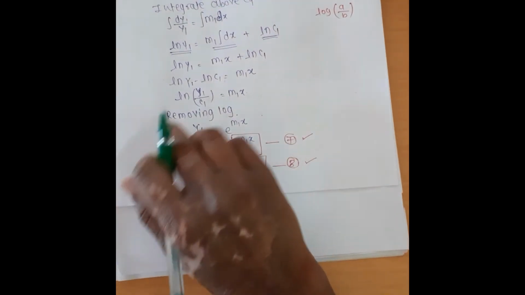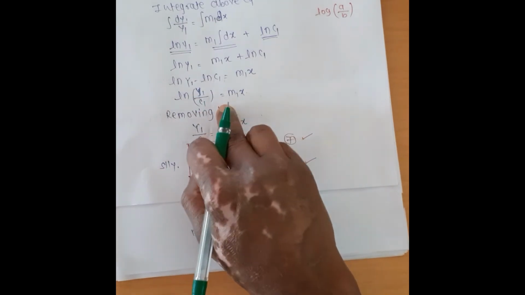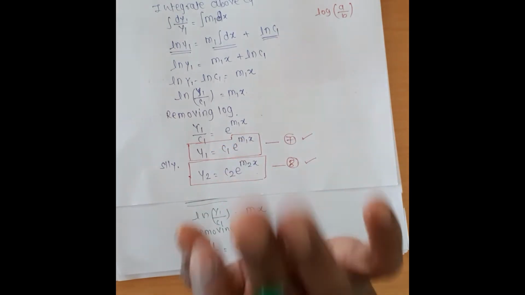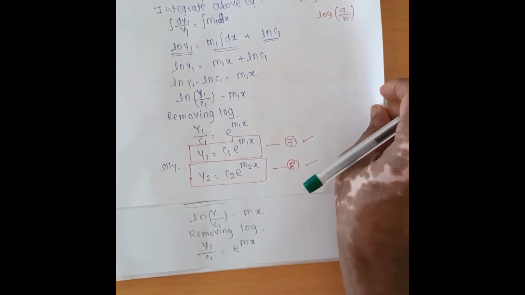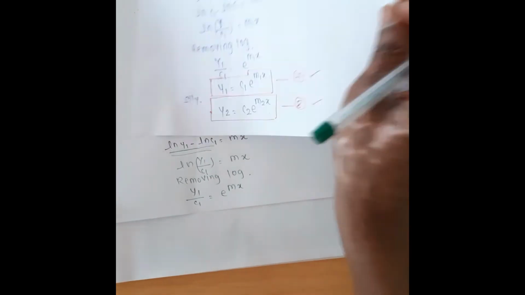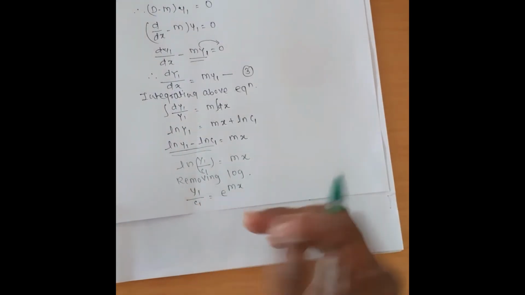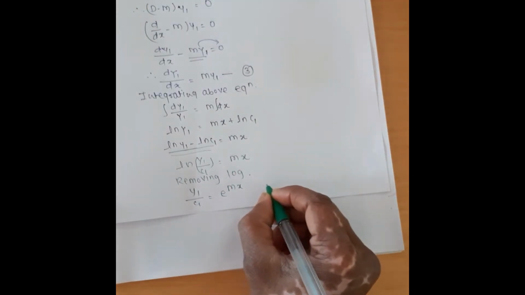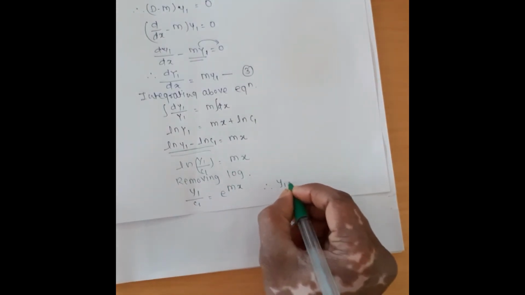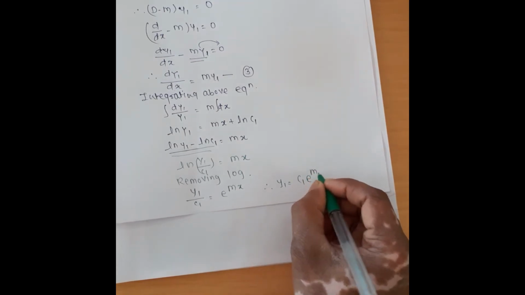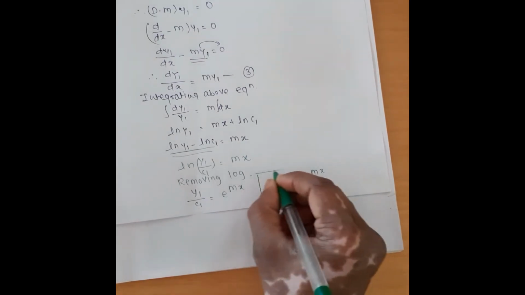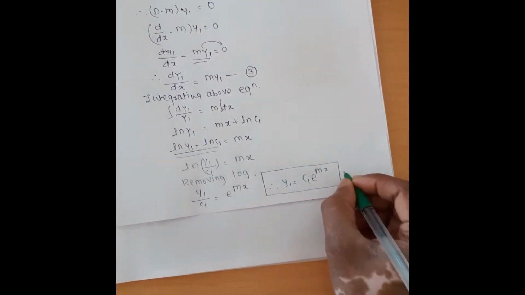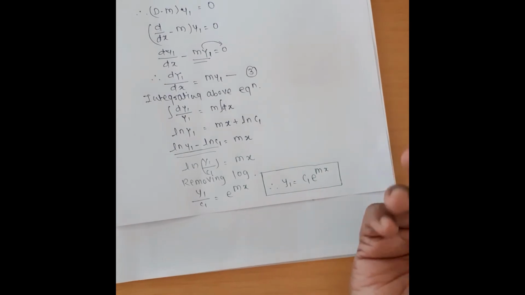Here we discussed that ln of y1 upon c1 is equal to m1 of x. But instead of this m1, here we use m because the roots are equal. So if you remove the log, then what happens? y1 upon c1 is equal to e raised to mx. Therefore y1 is equal to c1 e raised to mx. It means if you remove the log, then the opposite side term will be written in the form of an exponential term.